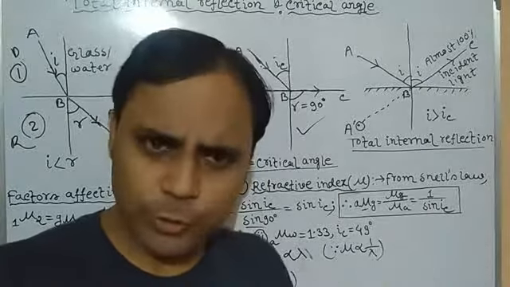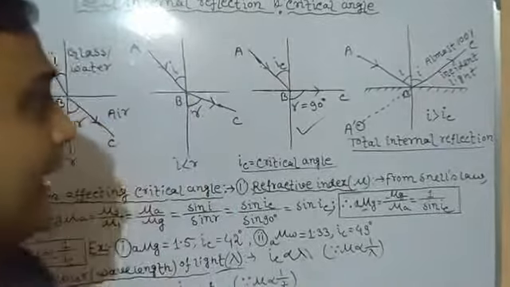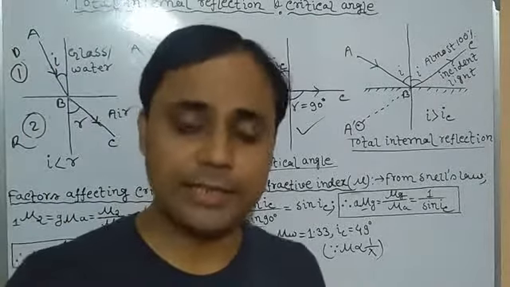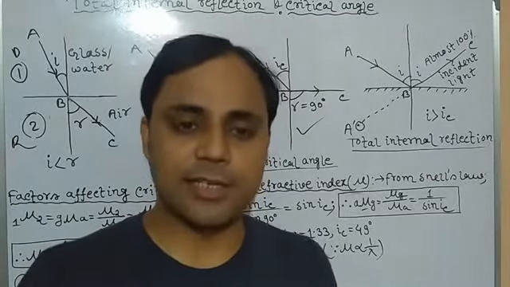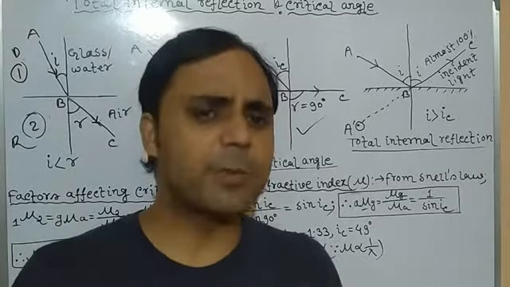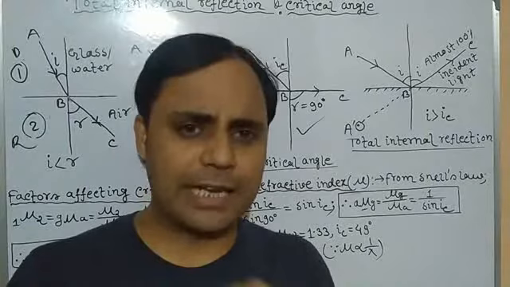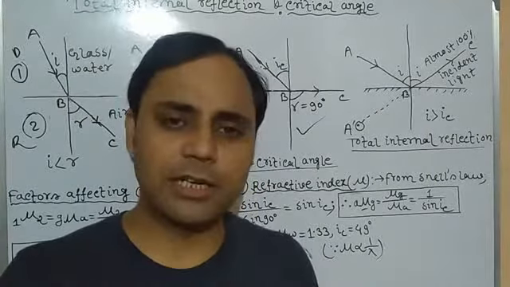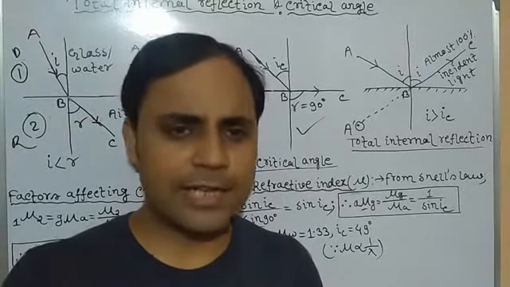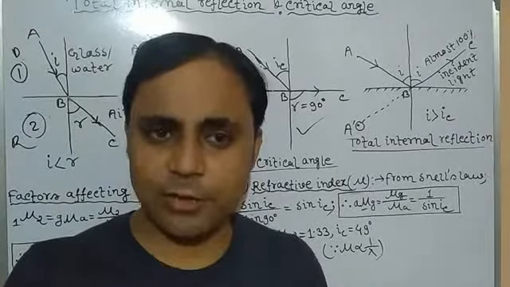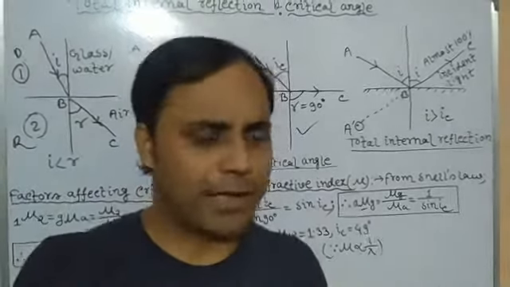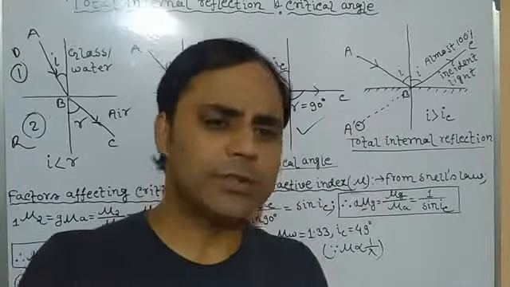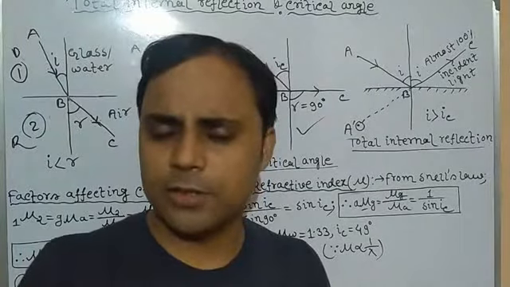Number 2. In case of total internal reflection, we have also seen that the angle of incidence in the denser medium must be greater than the critical angle. But in case of normal or general reflection, there is no such restriction. The angle of incidence could be any value. Light can fall on any medium with any angle of incidence.